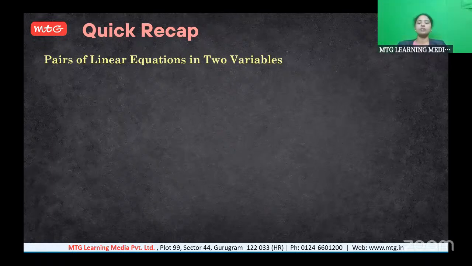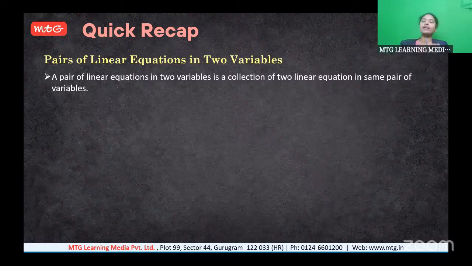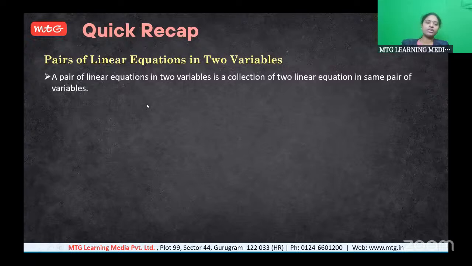And if you have a pair of them, what are they called? A pair of linear equations in two variables is a collection of two linear equations in the same pair of variables. If I consider any two variables, suppose x and y, and frame linear equations in them, two such equations together are called a pair of linear equations, which we also call a system of linear equations.